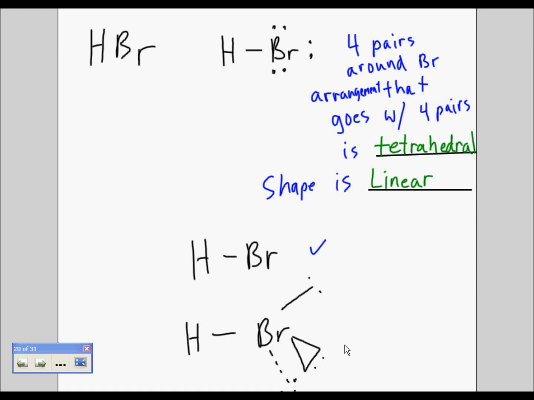You can even draw it this way if you wanted to show where the lone pairs are in 3 dimensions. That would be okay too. So you can draw it as a tetrahedral around bromine with 3 lone pairs at 3 heads of the tetrahedral and hydrogen at the other head. So that would be okay.